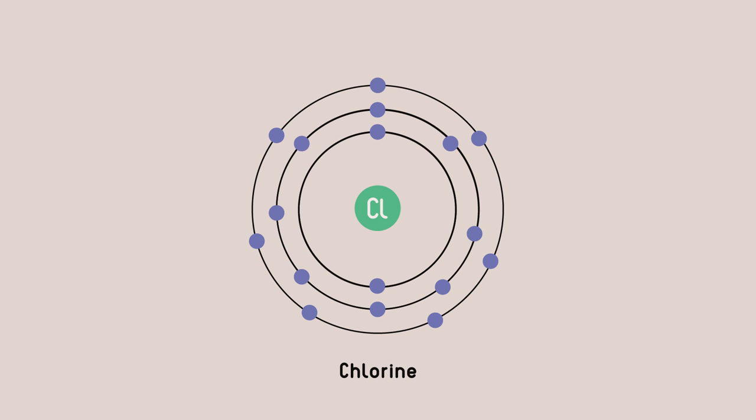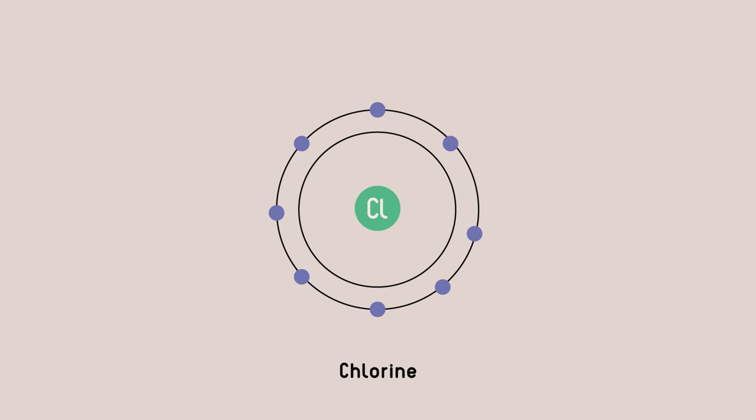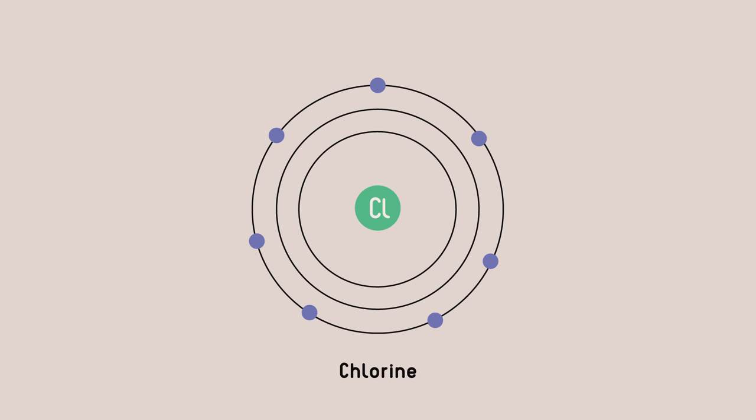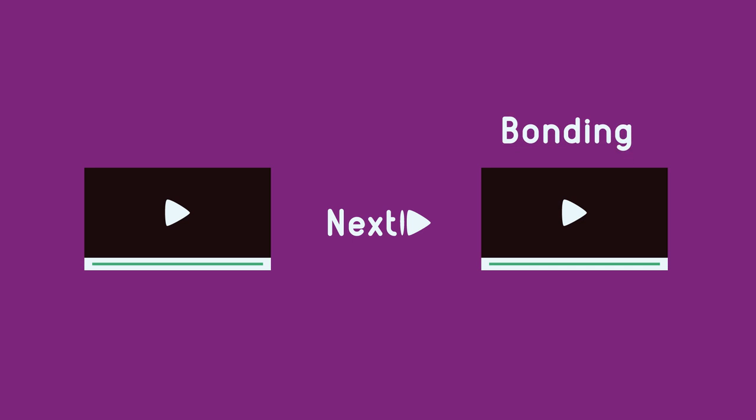The full dot and cross diagram of chlorine shows that chlorine has 3 electron shells, with 2 electrons filling its first shell, 8 electrons filling its second shell, and 7 electrons filling its third shell. These outer electrons are known as valence electrons. These are the electrons that react. Atoms can bond as long as there is space in their outer shell to fit in more electrons. After this video, you may want to look at our video on bonding.